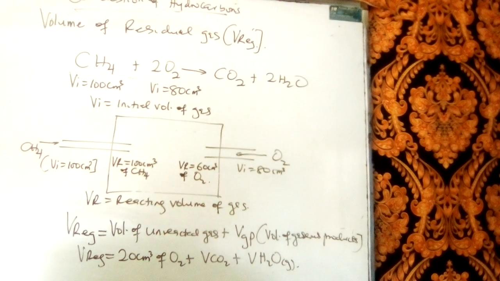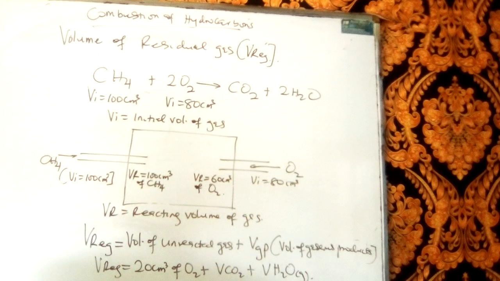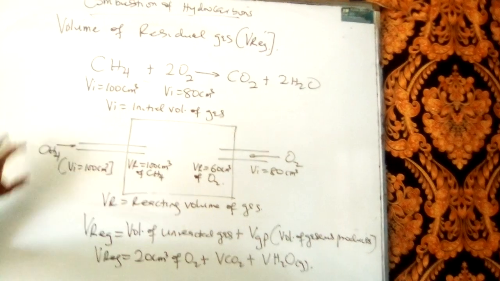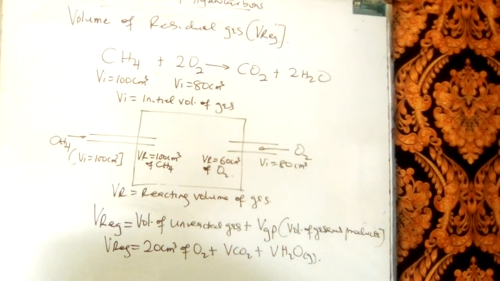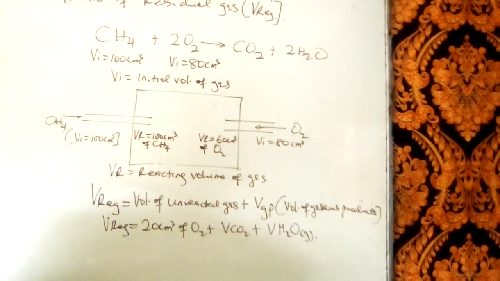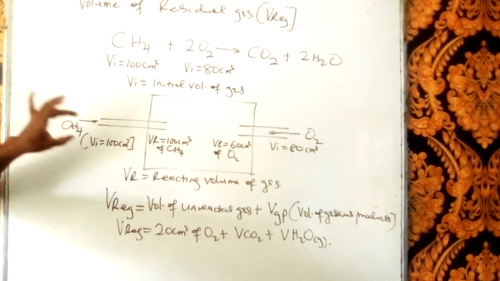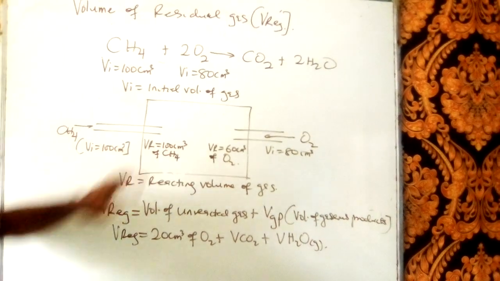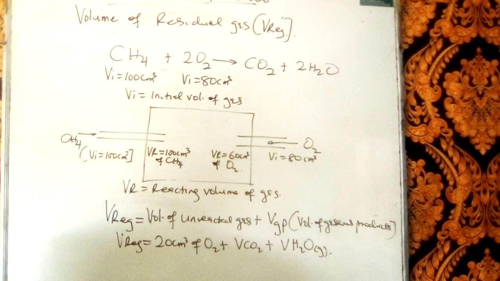The question is, maybe somebody may ask you which of the two gases is in excess. You don't say it's going to be methane because 100 is more than 80. No, it is not methane just because you see 100 and 80. You have to compare the volume introduced and the volume that reacted for each gas. 100 was introduced for methane and 100 reacted. That means at the end of the day, methane will be exhausted and no methane will remain in the container.